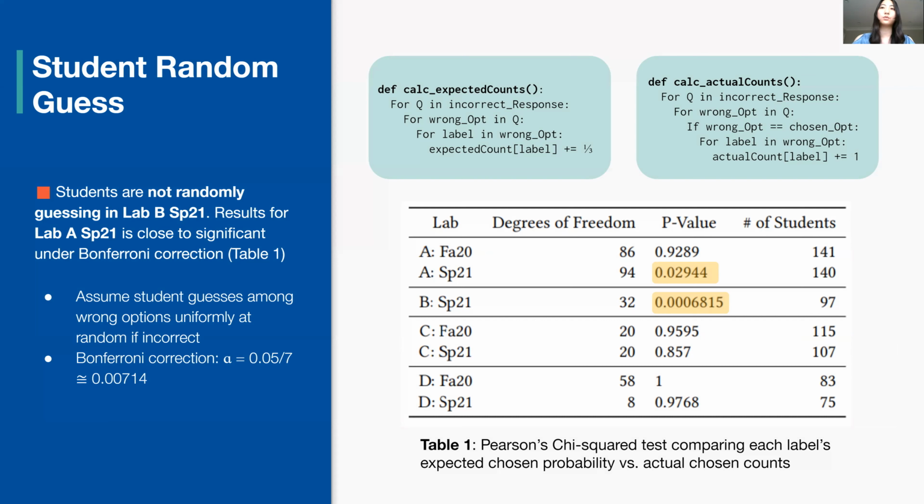And as you can see in the results on the right, only 2 labs yielded close to, or actually, a statistically significant result. So we can say that students are not randomly guessing in Lab B Spring 21, and the Lab A one was close to being significant. However, we used Bonferroni correction significance level in all of our hypothesis tests, which is basically correcting the 0.05 significance level by dividing it by the number of hypothesis tests we're conducting. So under this correction, Lab A's results were actually not significant. Next slide, please.